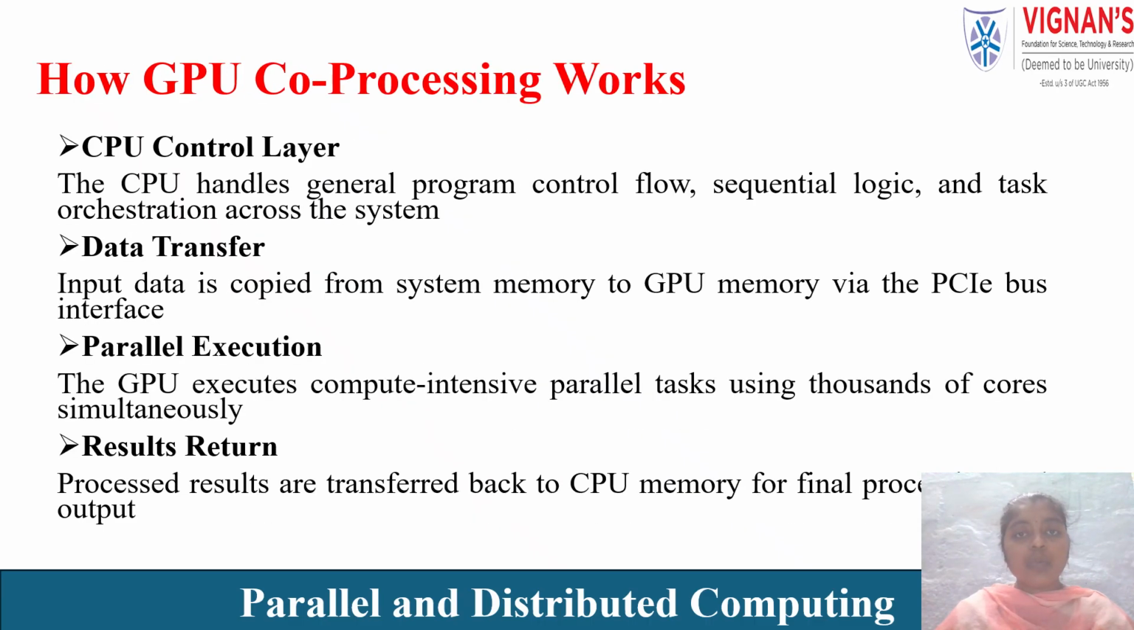How GPU coprocessing works. CPU control layer. The CPU handles general program control flow, sequential logic, and task orchestration across the system. Data transfer. Input data is copied from system memory to GPU memory via the PCIe bus interface.